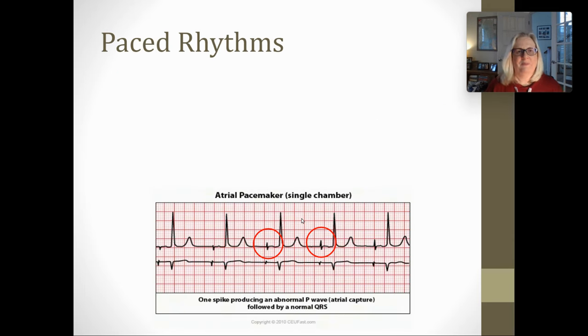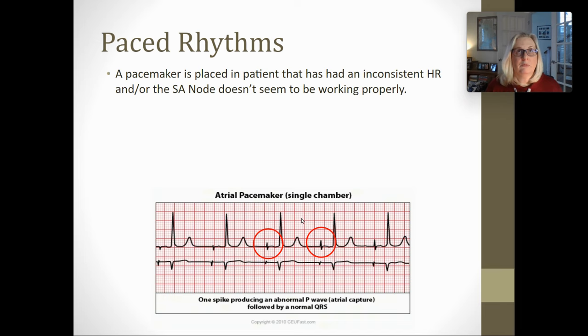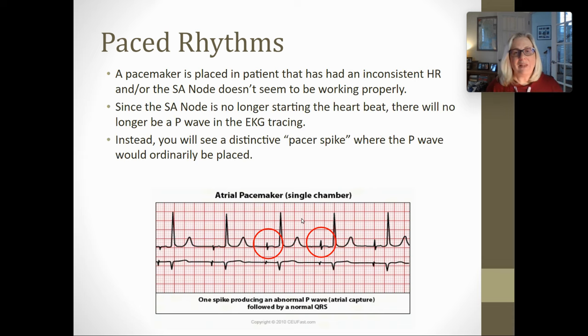All right. So when we have a pacemaker, typically we can see where it's placed. If we place it in the atria, because the SA node is not working anymore, since the P wave represents the SA node firing, now the P wave is not going to be there because the SA node is not firing. It's replaced with what's called a pacer spike. So this is what's circled down here. See this little spike in front of it? We have a little spike and a regular QRST. So that little spike is taking the place of the SA node that would normally be working.